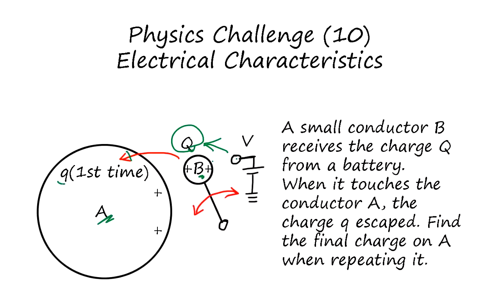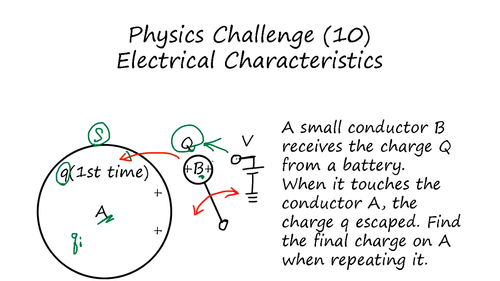Then charge q escaped. Okay, so we repeat many times. This conductor B touches the battery and touches A, and touches the battery and touches A. So if we repeat many times, what is the total charge stored in A? Suppose every time you touch, the charge that escapes is qi.